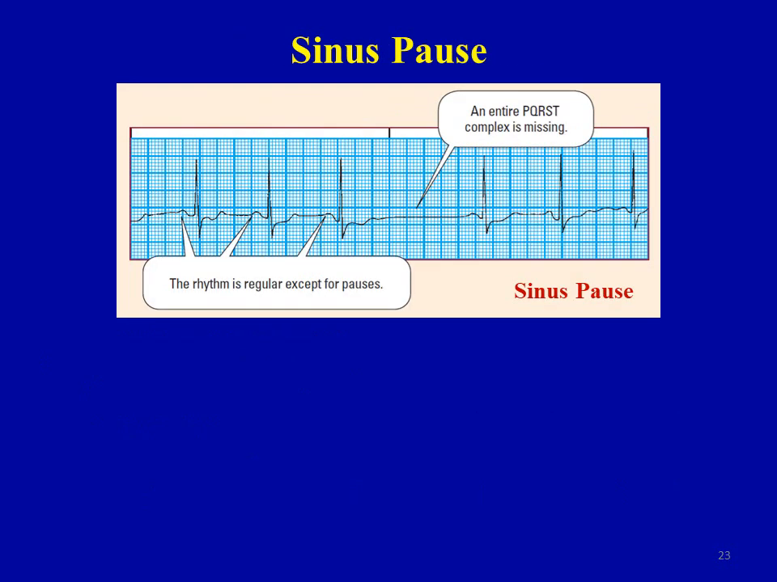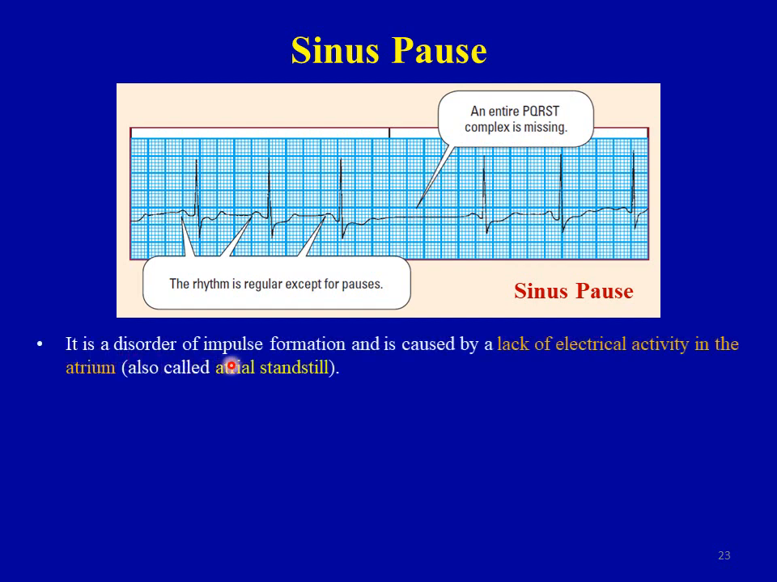Now let's talk about the sinus pause. From the name, it is a pause. The SA node won't generate an action potential, or an expected action potential, at the required time. So as you can see here, the rhythm is regular except for the pause. Suddenly an entire PQRST complex is missing. So an entire heartbeat is missing with its interval.